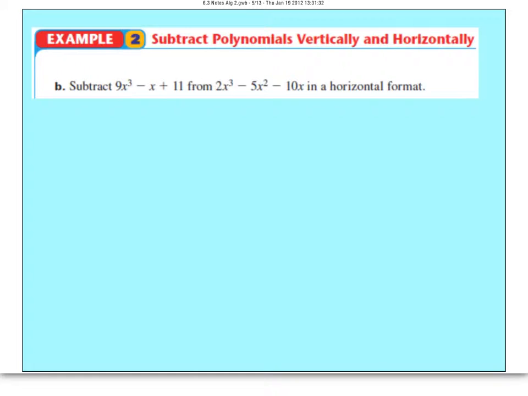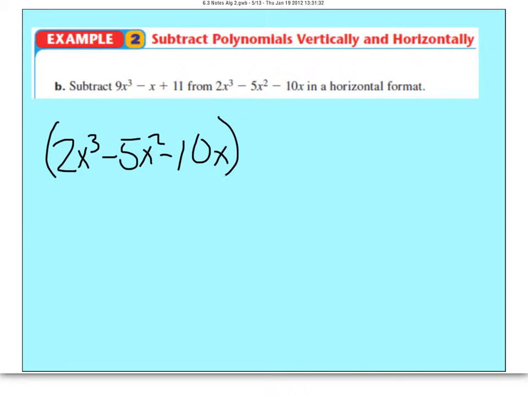Again, the format will be set up for you, but the proper way to write this one, they want us to subtract this first trinomial from the second, so I'm going to start with this one here. 2x cubed minus 5x squared minus 10x. I'm going to subtract from it 9x cubed minus x plus 11.